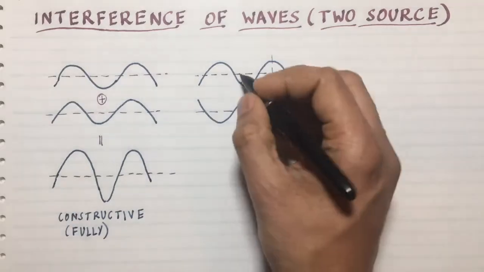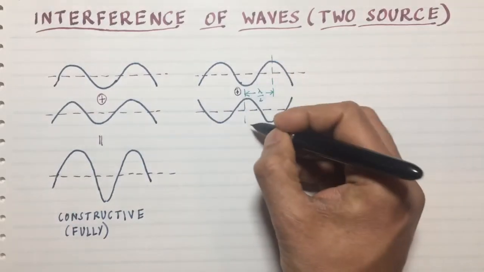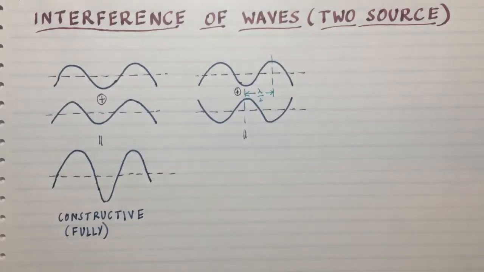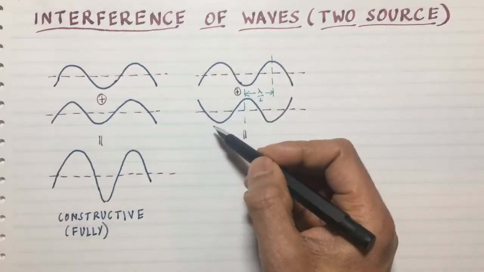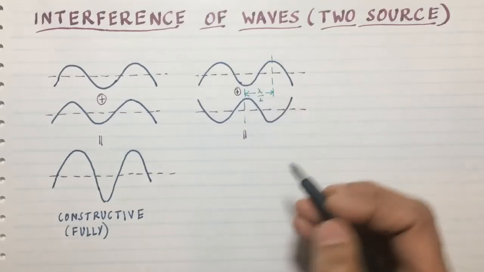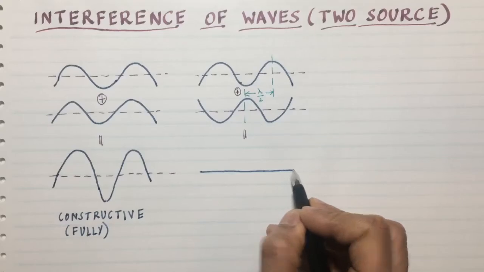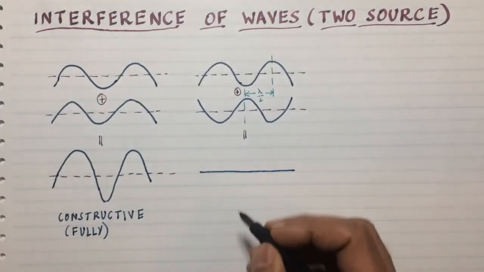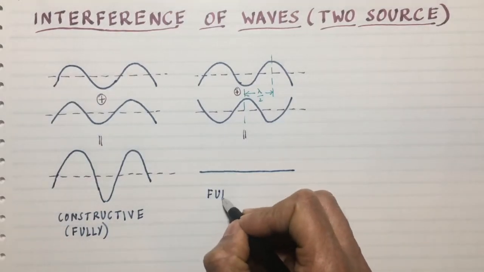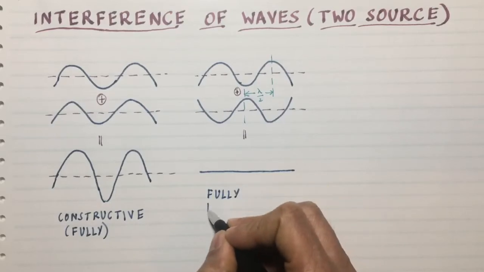What about here? If I add the crest to the trough, I get nothing. Similarly, the trough to the crest, I get nothing. So I end up getting a flat line. So that would be the case of the fully destructive interference.